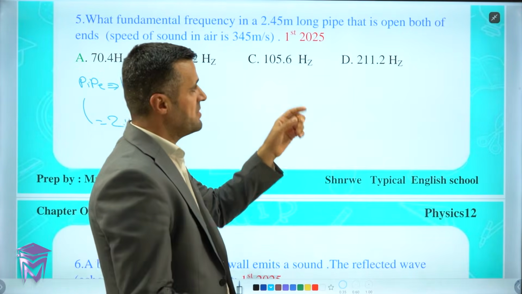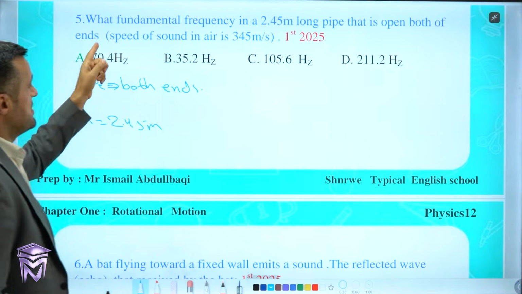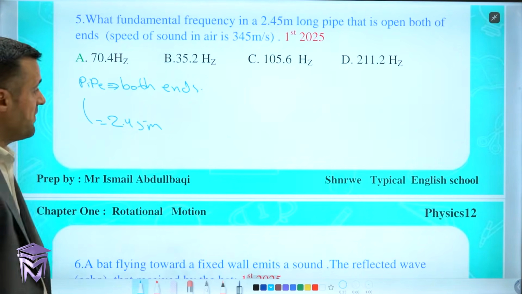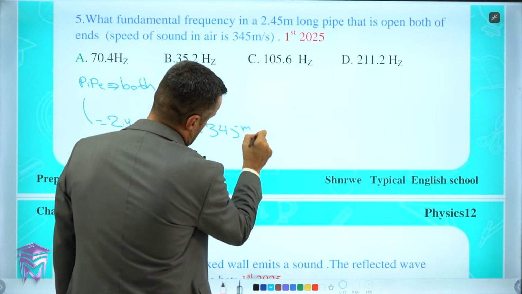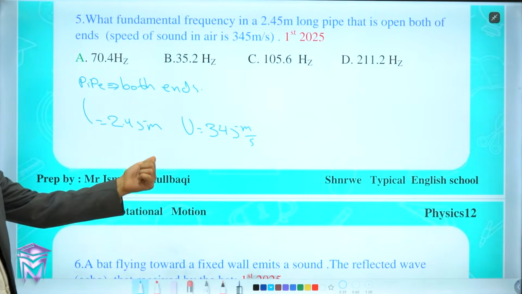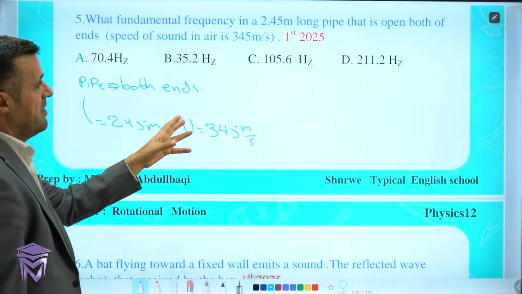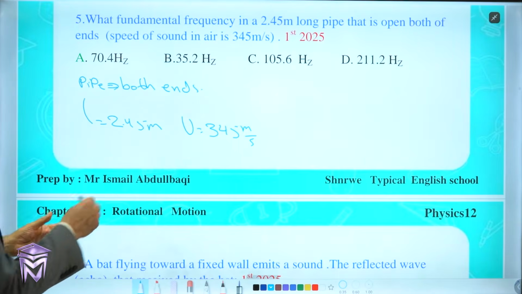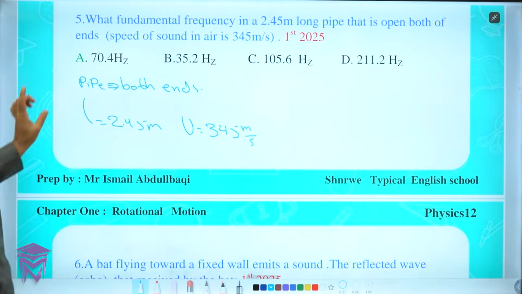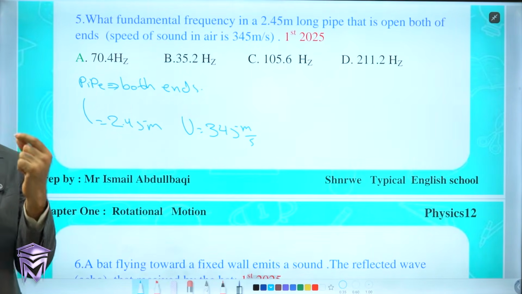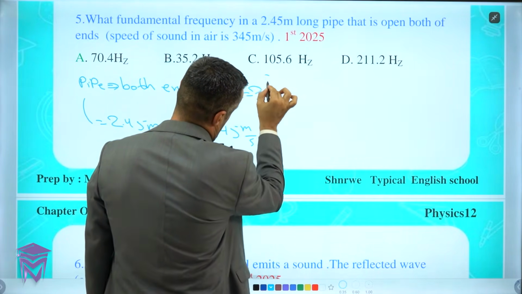You have to separate between the length of the pipe and the wavelength of sound. The speed of sound in air, V, equals 345 meter per second. This is the speed of sound in air. What is the unknown part of this question? The pipe is open at both ends, fundamental frequency. What is the fundamental frequency? We have to find F1.